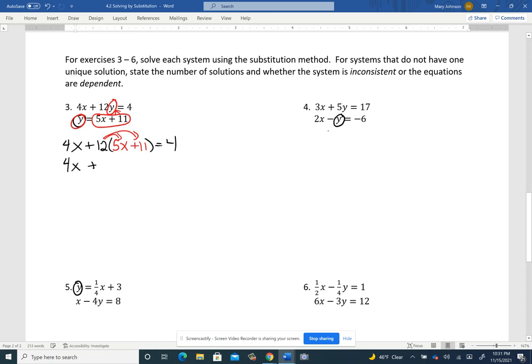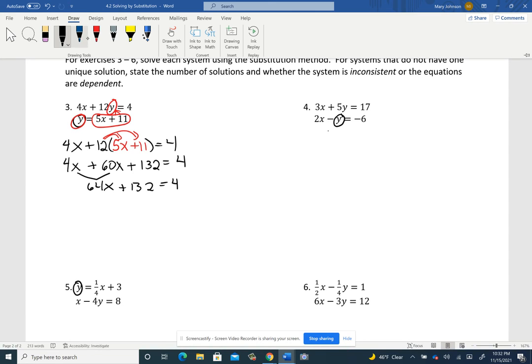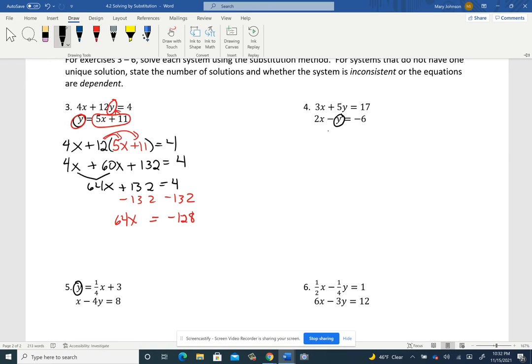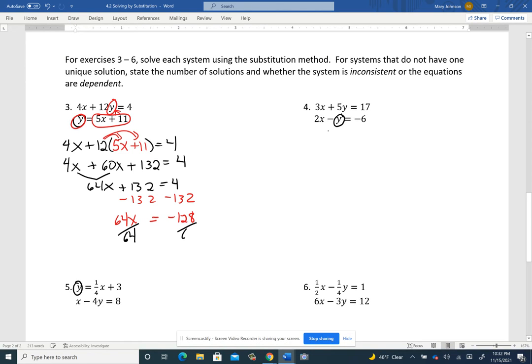Okay? I'll have to distribute and work towards solving this just like I did in chapter 2. So that's 4x plus 60x plus 12 times 11 is 132 equals 4. Okay, these are like terms, so I'll combine them. 64x plus 132 has to be 4. And then you know how we go from here. We're going to subtract 132. It's going to leave us with negative 128 equaling 64x. Then I'm going to divide by 64 to get the x by itself. So I like the look of this one. That turns out to be a negative 2.